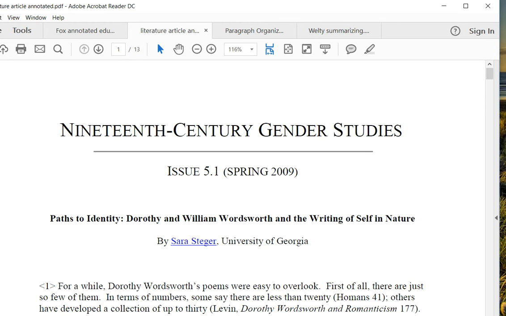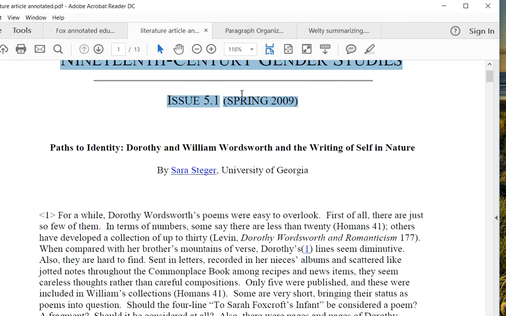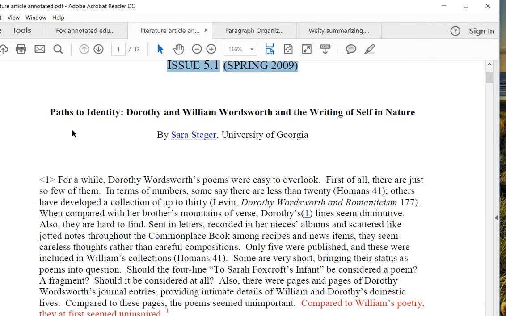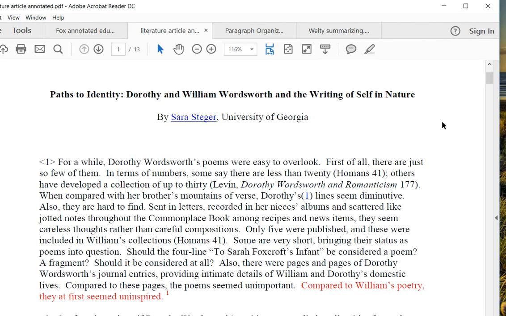All right. So you'll begin with your article at the top, the title, the author and her affiliation, and then the journal the article appears in and its publication information. Okay? So this particular article is called Paths to Identity, Dorothy and William Wordsworth and the Writing of Self and Nature.